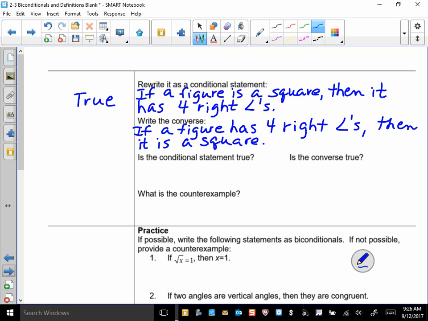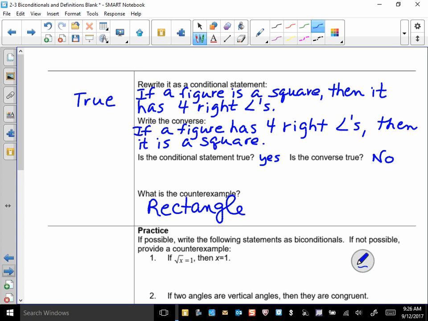Is the conditional statement true? Yes, we said it is. How about the converse here, though? If a figure has 4 right angles, then it is a square. Not necessarily, right? It could be a rectangle. So remember, if we're going to say a statement is true, it cannot have even one counterexample. This one has a counterexample, which is a rectangle, so the converse is not true. Therefore, we cannot write a biconditional.